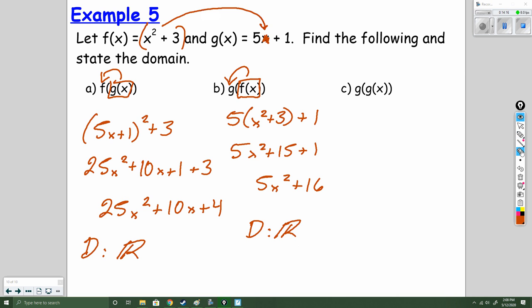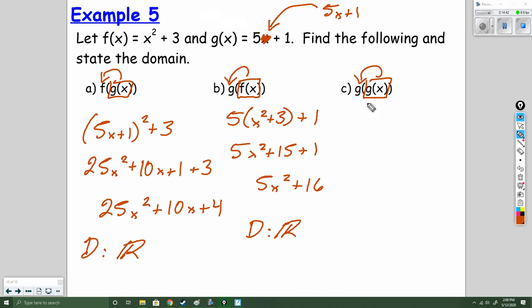All right, and then lastly is another one of these funky ones. It's g of g of x. So we're taking g of x, and this is funky. We're plugging it back into itself. So g of x is 5x plus 1. We're going to plug it back in, right in where we see the input value. So instead of x, we're writing 5x plus 1.